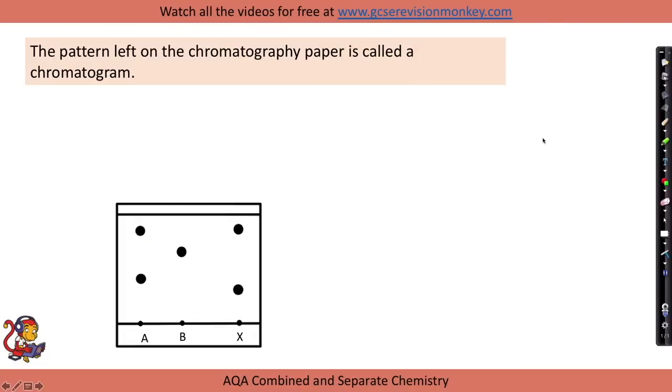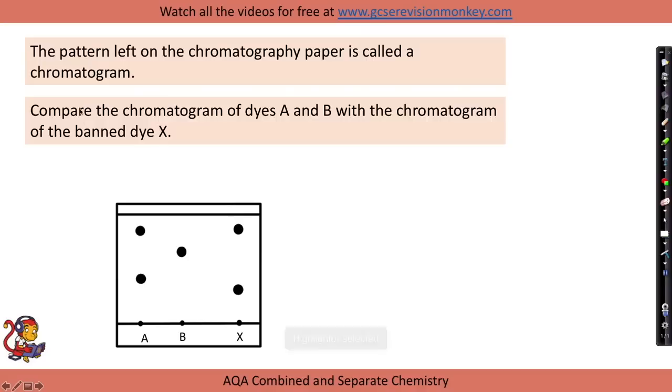So the pattern left on the chromatography paper is called a chromatogram. So after we've left it to dry, we will see several dots of different colours on the piece of paper. We would then compare the chromatograms of dyes A and B with the chromatogram of the banned dye X. In your exam, you're likely to see a chromatogram in black and white like this, rather than it being printed in colour, and each dot just shows how one of the colours is separated as it's gone up the page.